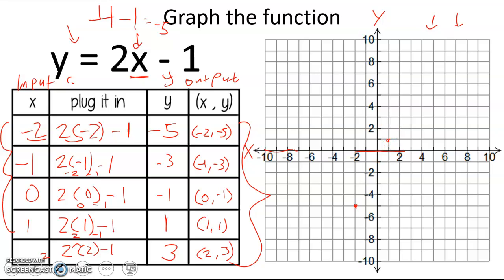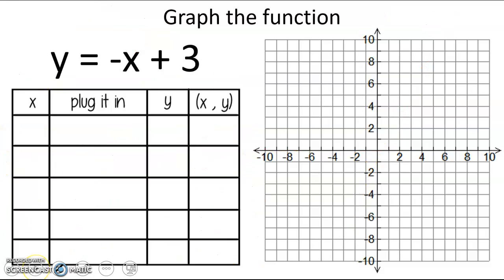2, 3. I go to the right 2, and then up 3. And then I should get, hang on, I think I lost one here. 1, 3 here. No, wait. 5, -1, 3, which is right here. There it is. And it should look like a fairly straight line. It doesn't have to be super straight, but it should look like something like that, okay?